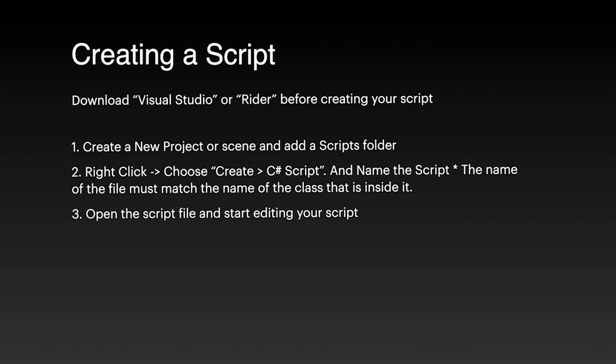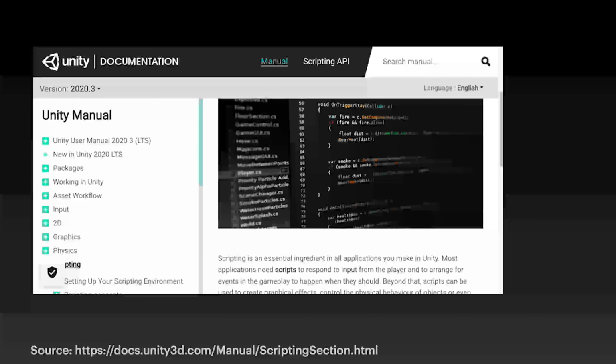The second step is to right click and create a C# script from the drop down. Then remember to name your script, and your script name and its class need to match, which means the script's name and the class of the script need to be the same. Number 3, open the script file and start editing your script.